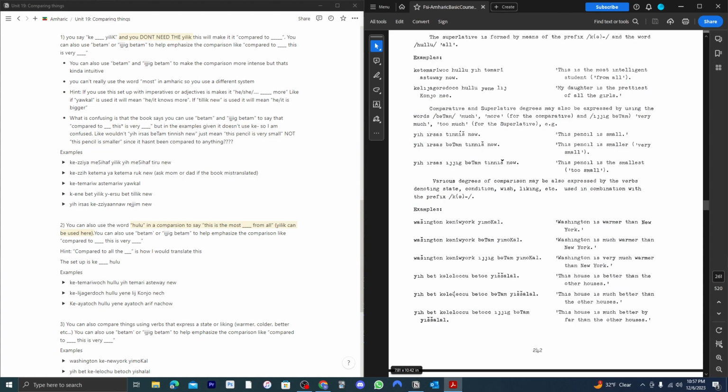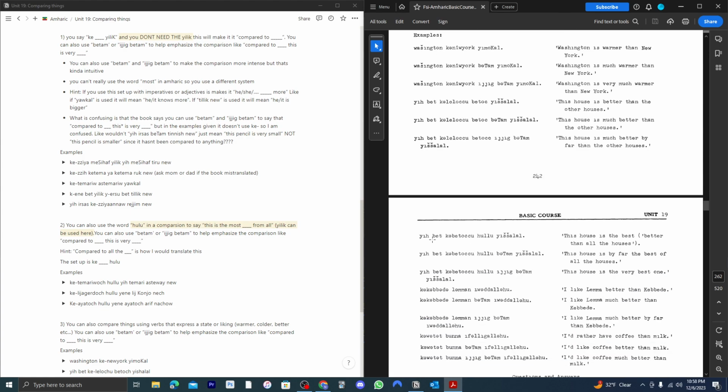You hit beit, yes, I mean this is literally the same, just but, and that means it's much better, and then ijig but again means super very much better. A more interesting example, you hit beit ka beit ochu, so this house compared to the other houses, but this is hulu, so compared to all the other houses, right?